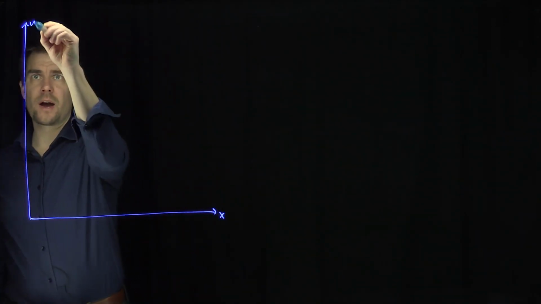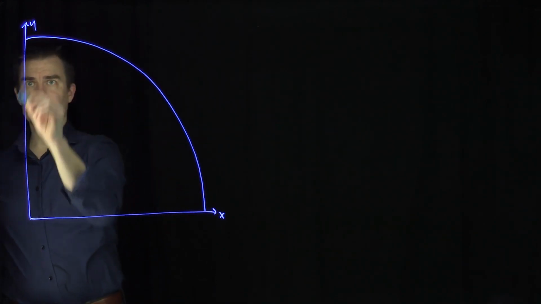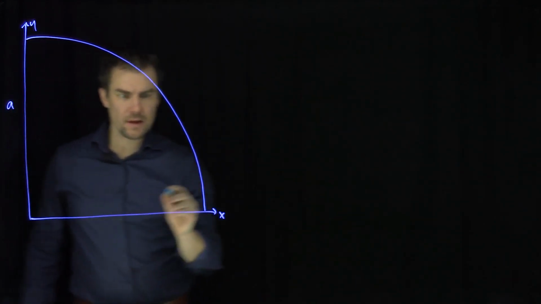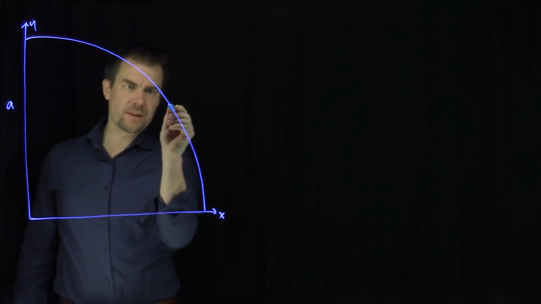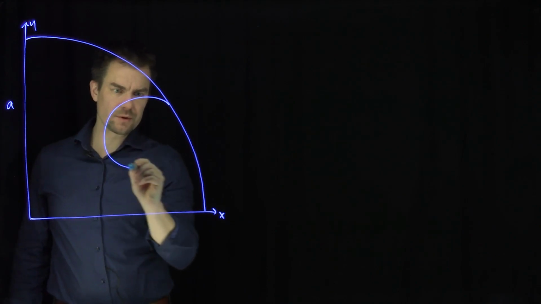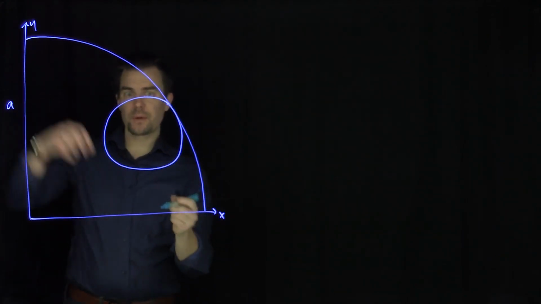Hello students, in this video we'll see how to parameterize a hypocycloid. A hypocycloid is the following graph. This is my x-axis and this is my y-axis. I have a circle of radius a, so this length over here will be a. And then what I do is I roll a smaller circle of radius b inside the circle of radius a. So I have a smaller circle over here, and that's rolling inside the big circle.